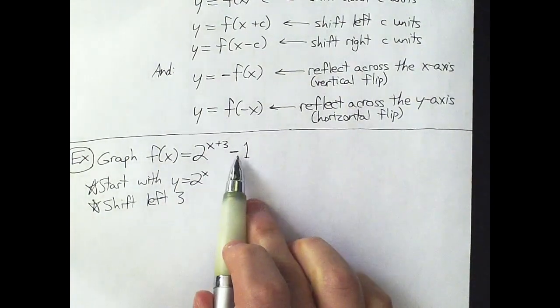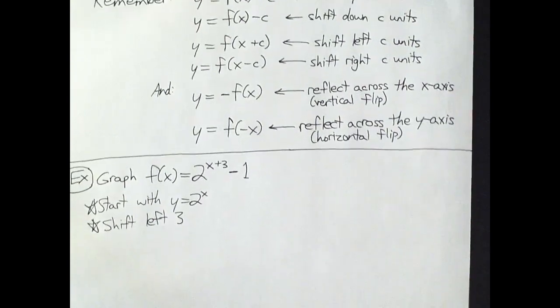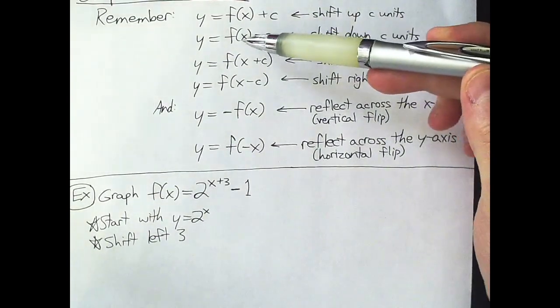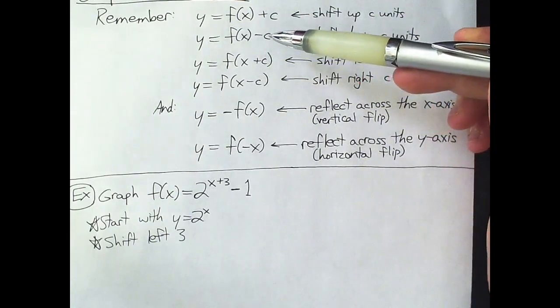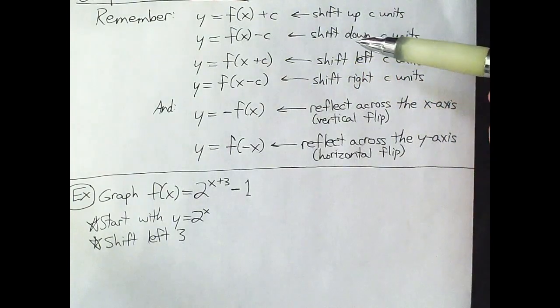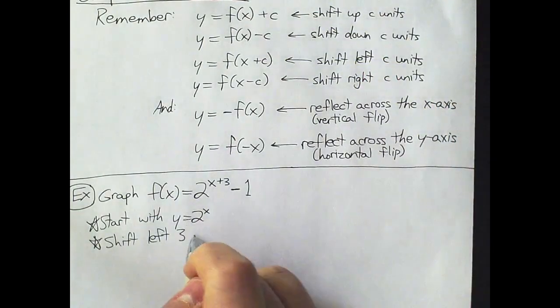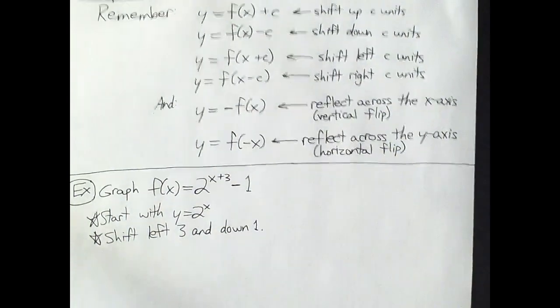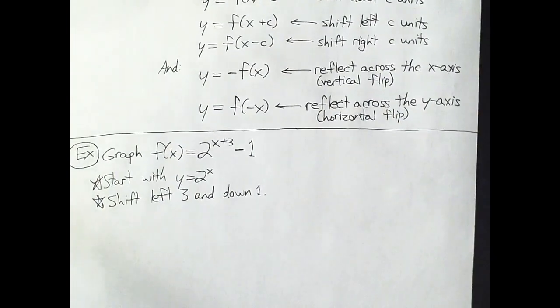And then what about this minus 1? The minus 1 is on the outside, and that kind of looks like this second one here. This is like we have a function, and then there's a minus a positive number on the outside. That's going to shift the picture down. Down 1. So if we start with a graph of y equals 2 to the x, and we shift it left 3 and down 1, then we'll have a good answer.